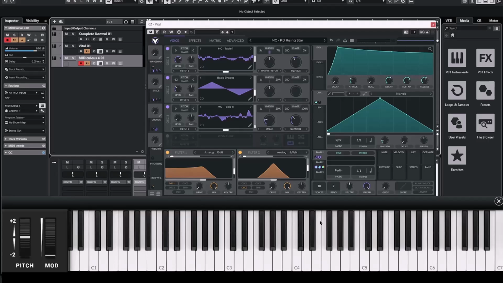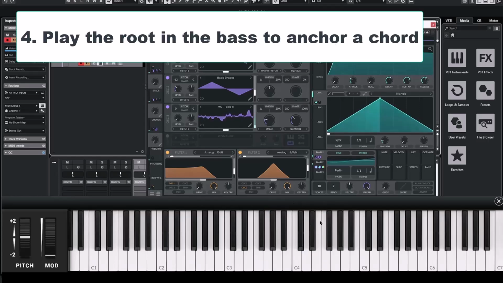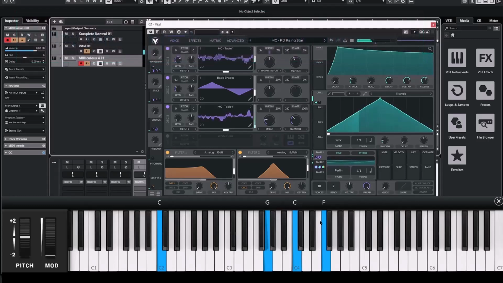Now, tip number 4. If you really want to anchor the tonality of a chord which is not voiced in the root position, like this, you can do this by playing the root as the lowest note. So if we play this, that definitely roots this chord in the key of C. This is a C sus chord. And we'll use this a little bit later.